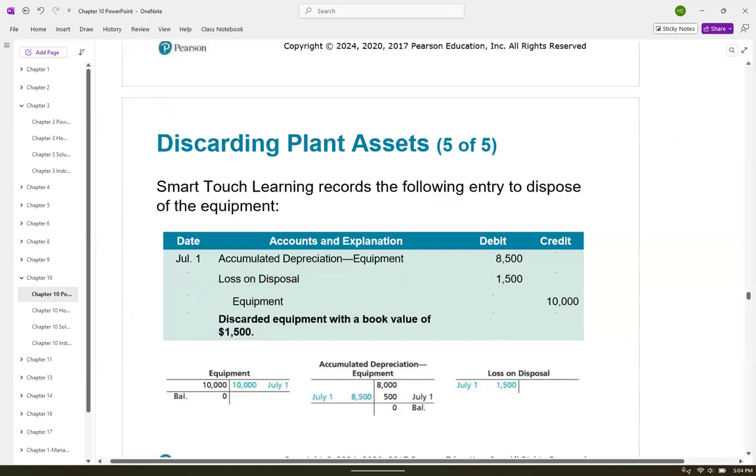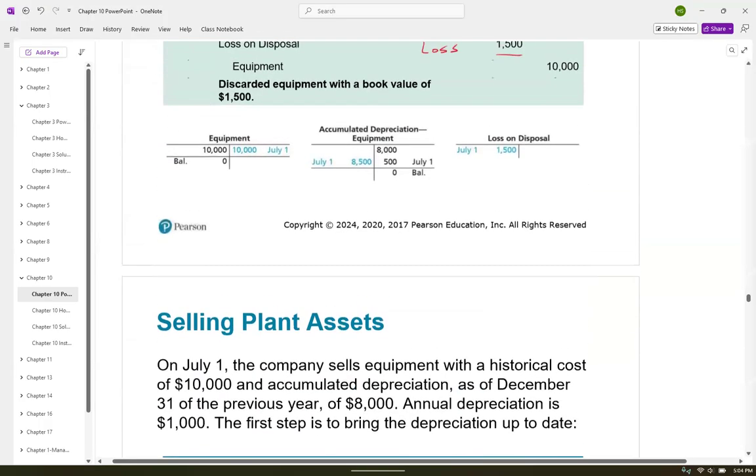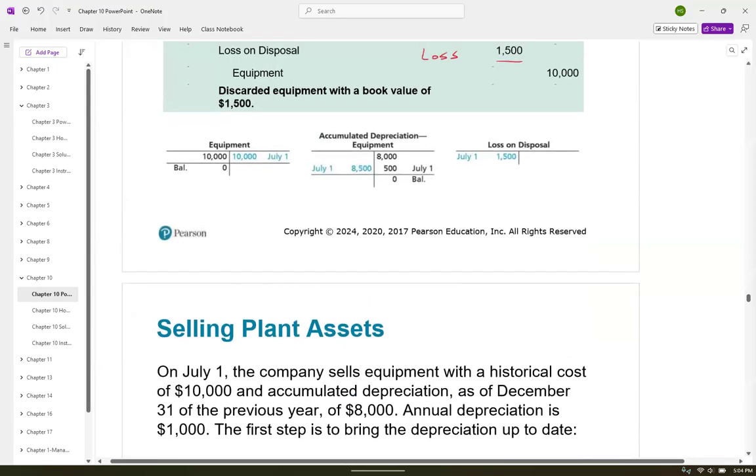Okay, so we didn't get anything, so we end up with a loss on disposal. If you don't have a clue what account that is, if you need a debit, it will be a loss. If you need a credit, then it will be a gain. Okay. All right. So now let's talk about selling a plant asset.